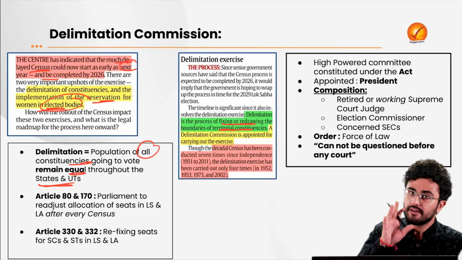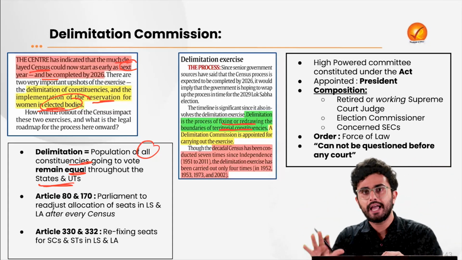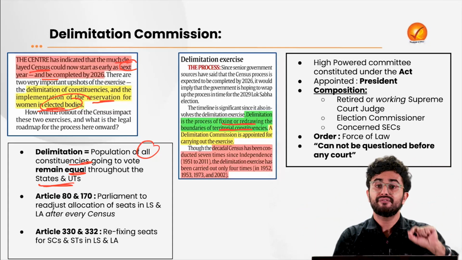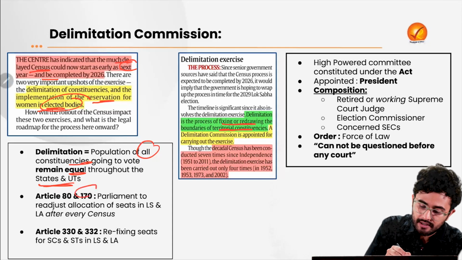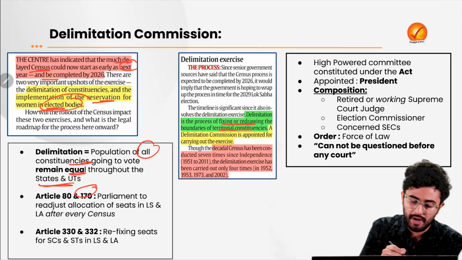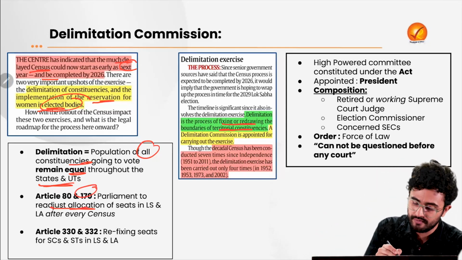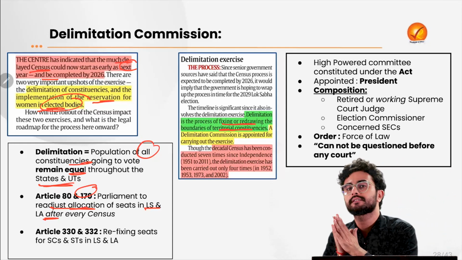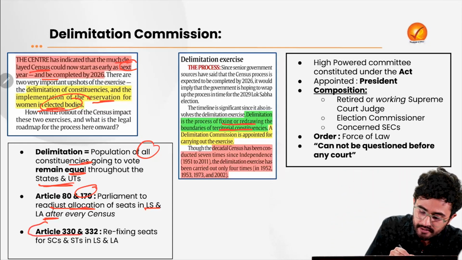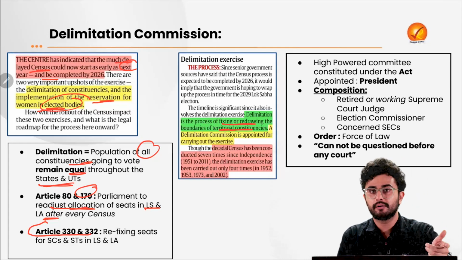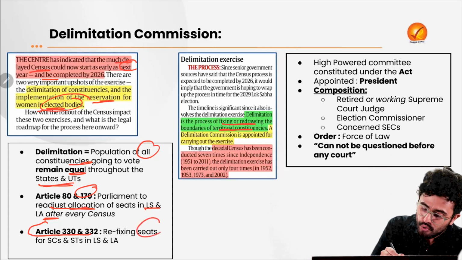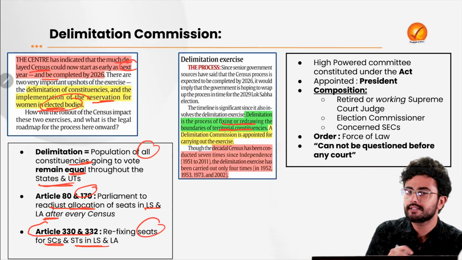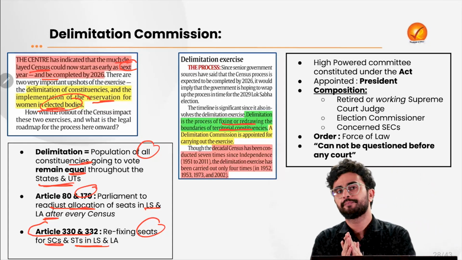Yes, absolutely. For Lok Sabha, we have Article 80, and for legislative assemblies, we have Article 170, which actually directs the parliament to readjust the allocation of seats in Lok Sabha and legislative assembly after every census. Similarly, there exist Articles 330 and 332, which allow the parliament to refix the seats for SCs and STs in Lok Sabha and Legislative Assembly.